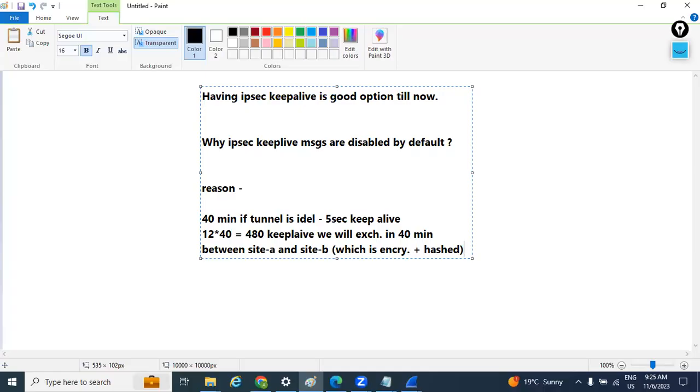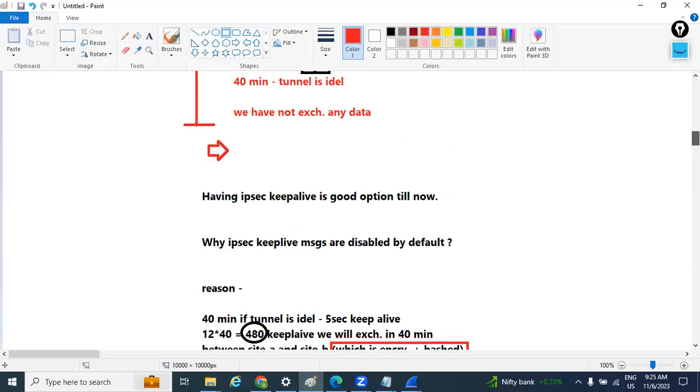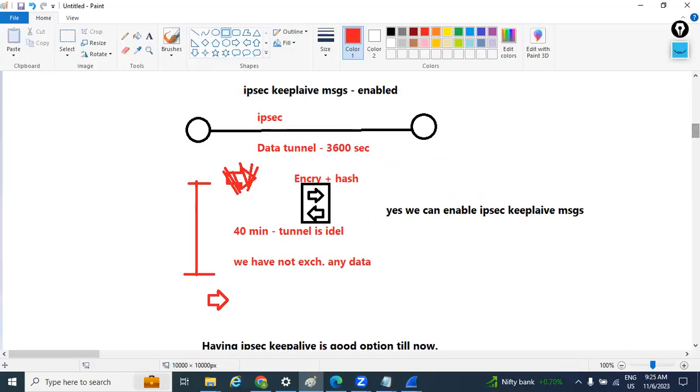Yes, guys, is this clear or not? So how many packets and how many messages have we exchanged between both the sides? 480. Okay, don't you think that these are unnecessary packets we are sending here? The question is, Amit, how can you say this is unnecessary? I'm saying this is unnecessary because unnecessary encryption and hashing is happening. Okay, but Amit, you are saying that this is unnecessary. So what about this? Because even it's helping us, right? It's helping in this scenario.